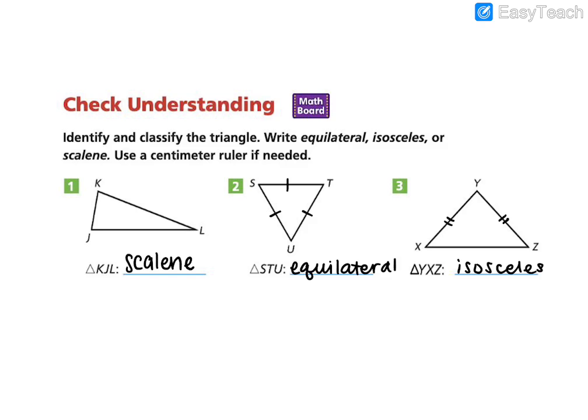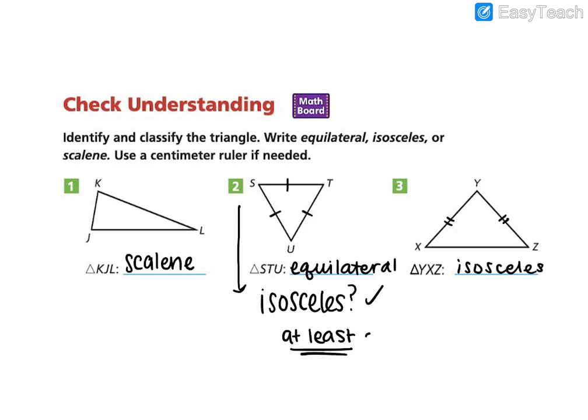Number 1 is a scalene triangle. Number 2 is an equilateral triangle. And number 3 is an isosceles triangle. Now I want to ask you a question. For number 2, can I also say this is an isosceles triangle? The answer is yes. This is also isosceles because it has to have at least 2 equal sides. Now, most of the time we're going to still call it an equilateral triangle, but it is also an isosceles triangle.